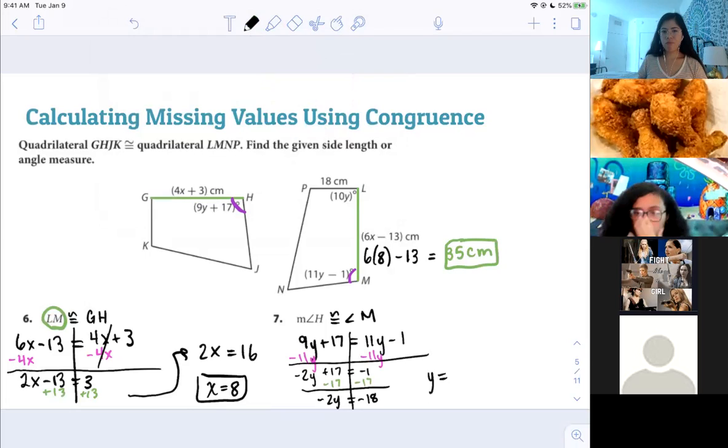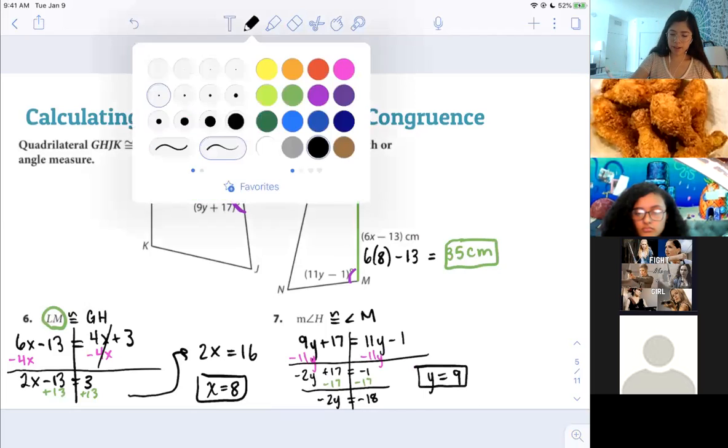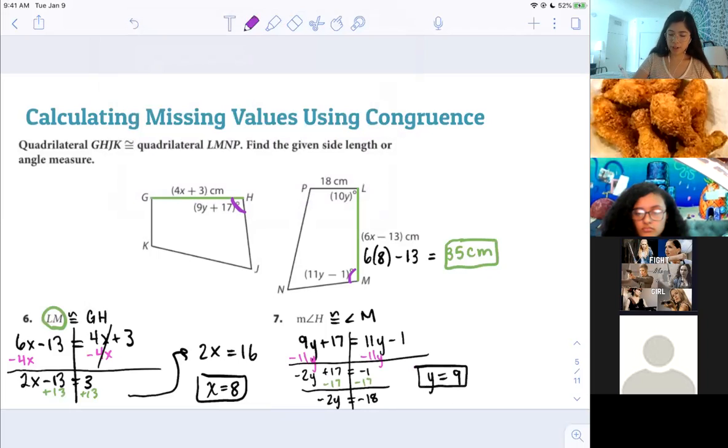So if that's what I have here, what do I get for my final answer? I have negative 2y equals negative 18. Positive 9. Good, because we're just dividing by -2 on both sides. Okay. Now I need to find the actual measurement, so I need to plug it into my expression. So I have 9 times 9 plus 17. What do I get?